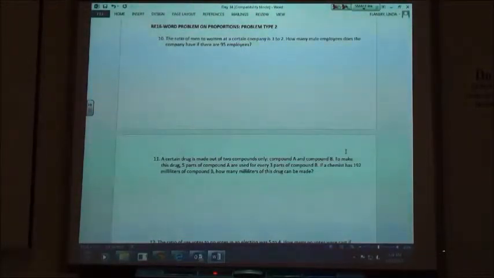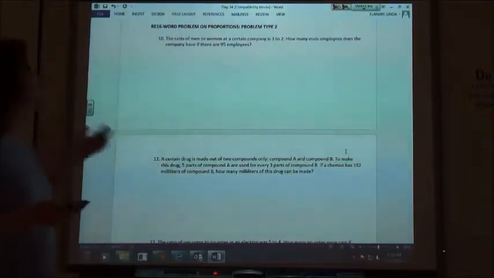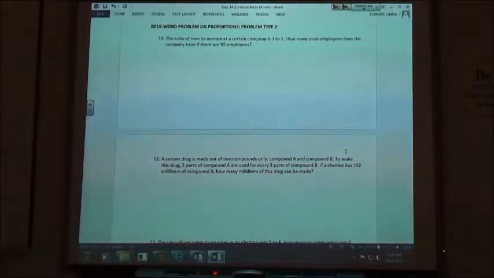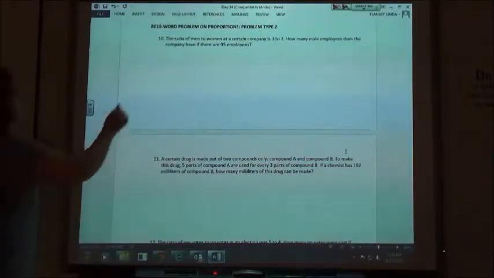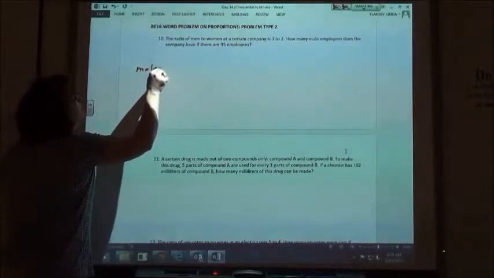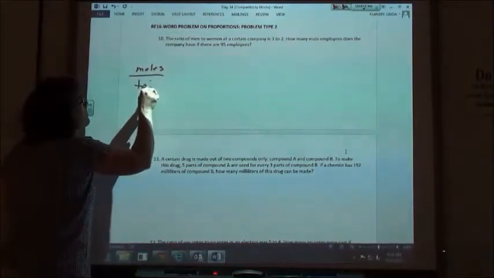It says the ratio of men to women at a certain company is 3:2. How many male employees does the company have if there are 95 employees? So what they're comparing is the males to the total.